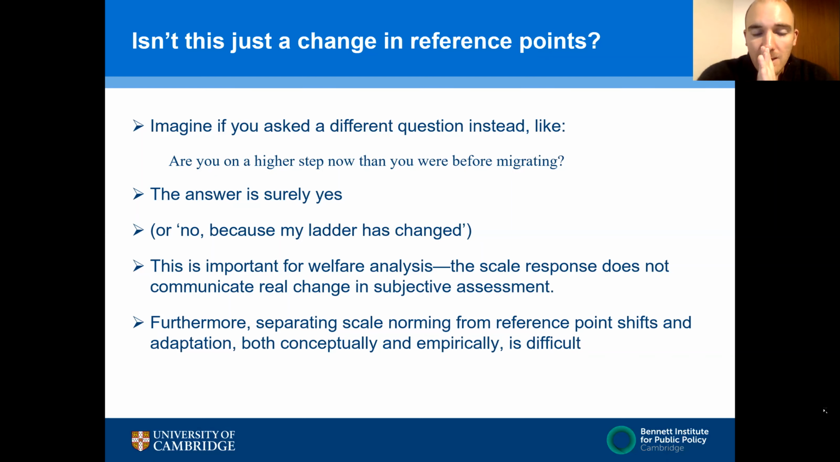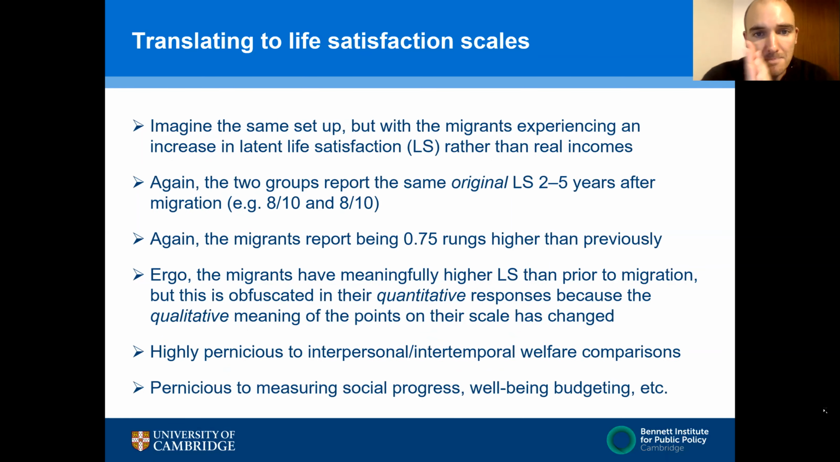Furthermore, a big challenge in this kind of space is separating this sort of scale norming. I would take this as scale norming, but there are some other explanations that I'll get to. Separating scale norming from reference point shifts, which is what this is often described as, and from adaptation, both conceptually and empirically. It's quite a challenge, and I'll try to explain that as I go along.